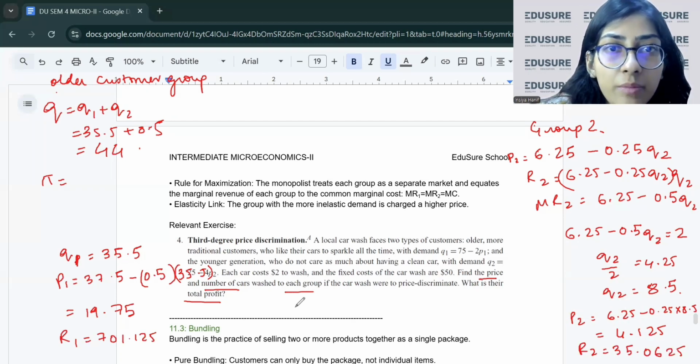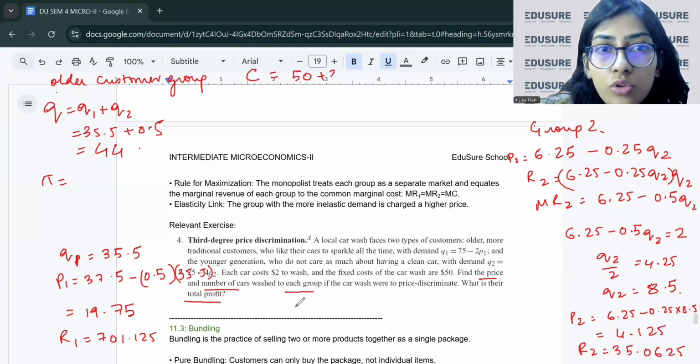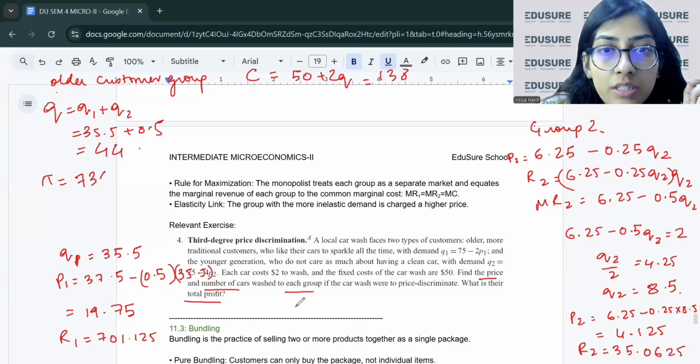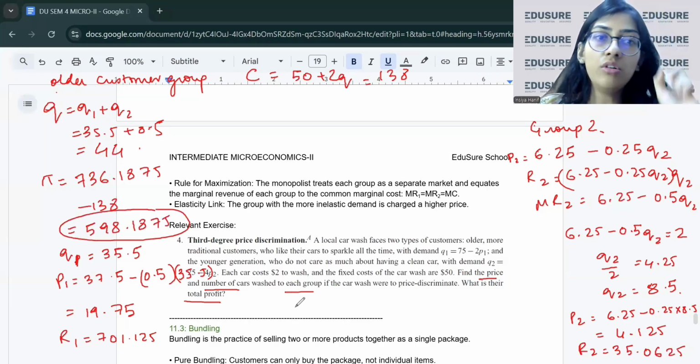So total cost भी हम calculate कर सकते हैं. C is going to be 50 plus 2Q. So this is going to be 50 plus 88. So 138. So our profit is going to be R1 plus R2 minus C. So it becomes 736.1875 minus 138, which is equal to 598.1875. So this is your final profit.